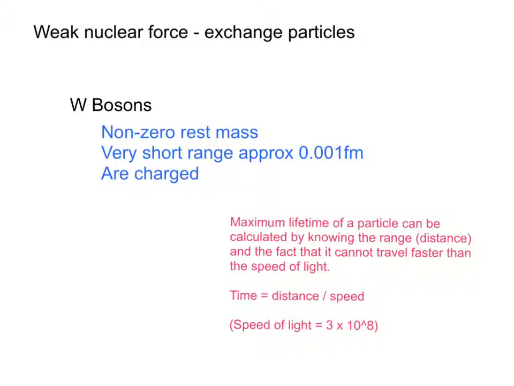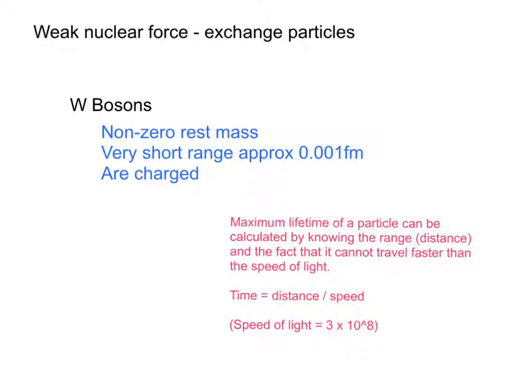The exchange particle responsible for the weak nuclear force, the weak nuclear force being the force that occurs during beta decay, are W bosons. These are different to virtual photons because they have non-zero rest mass, i.e. they have mass. They've got a very short range, approximately 0.001 femtometers, and they are charged.